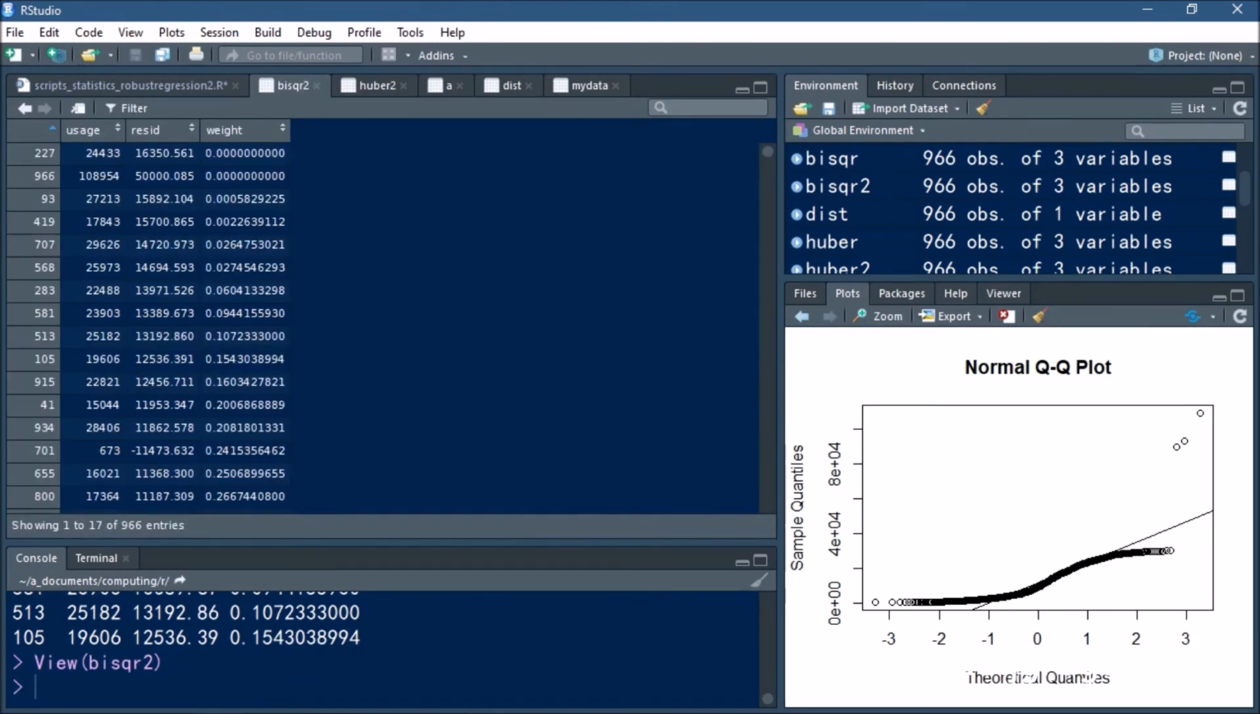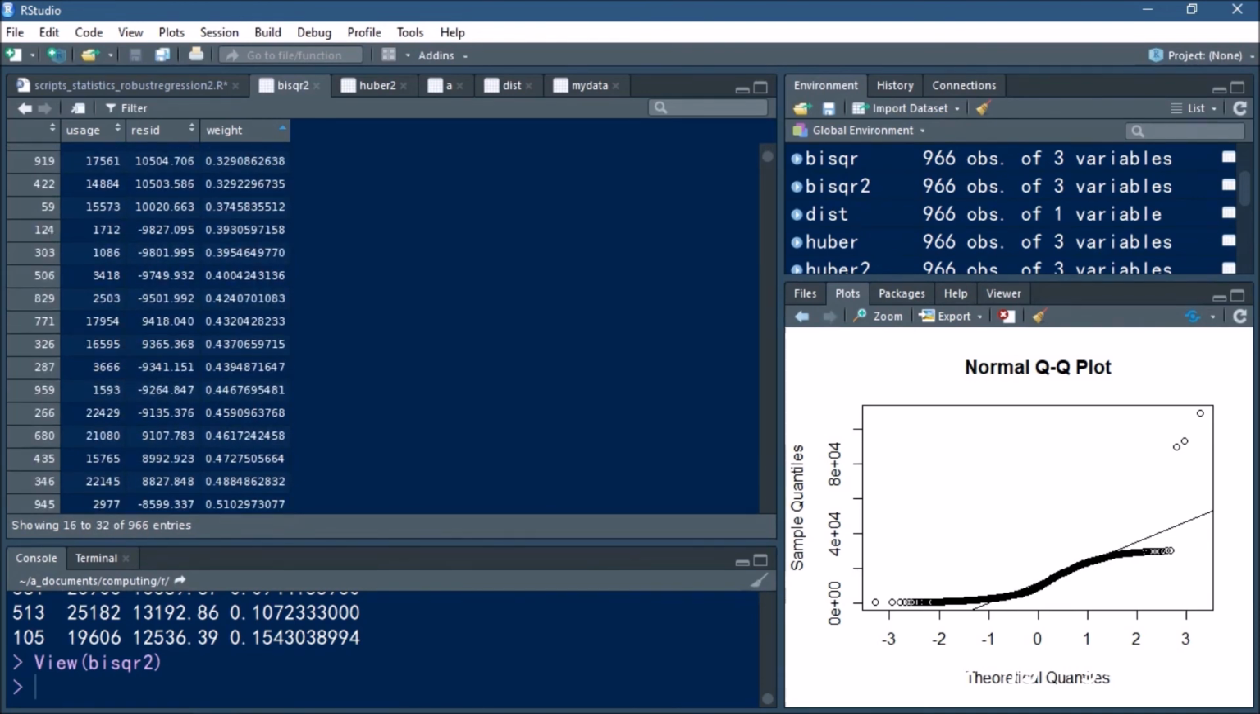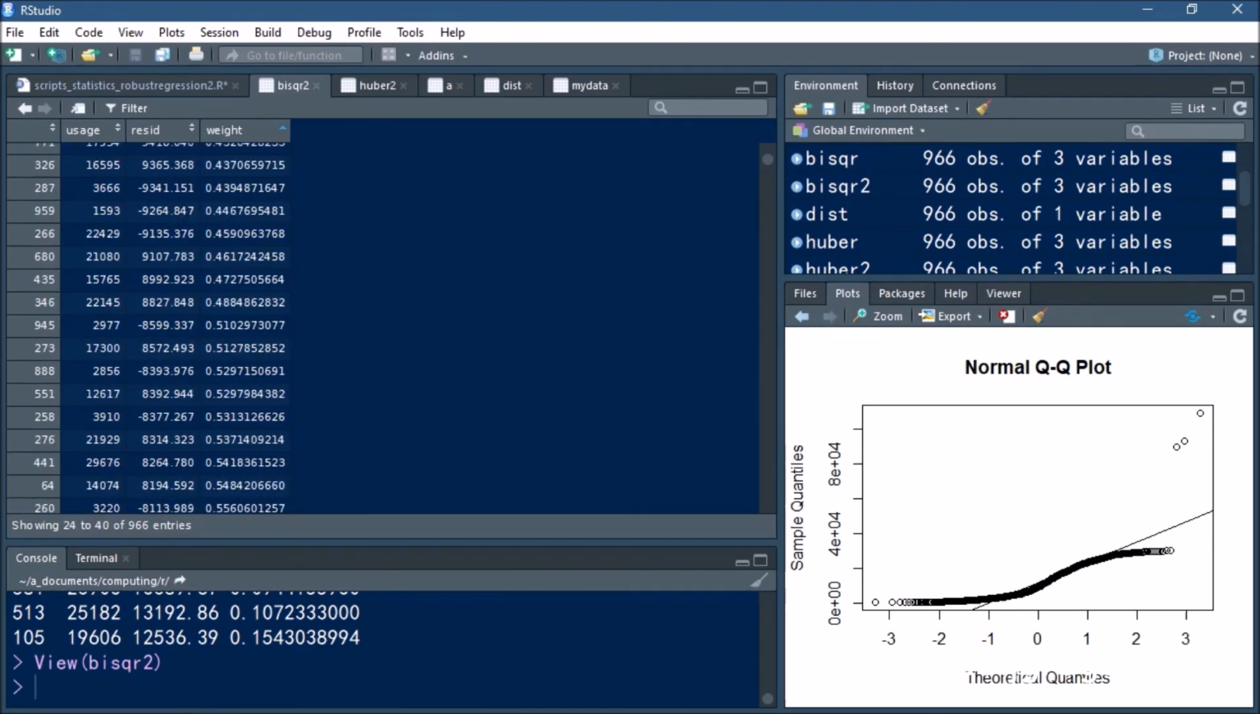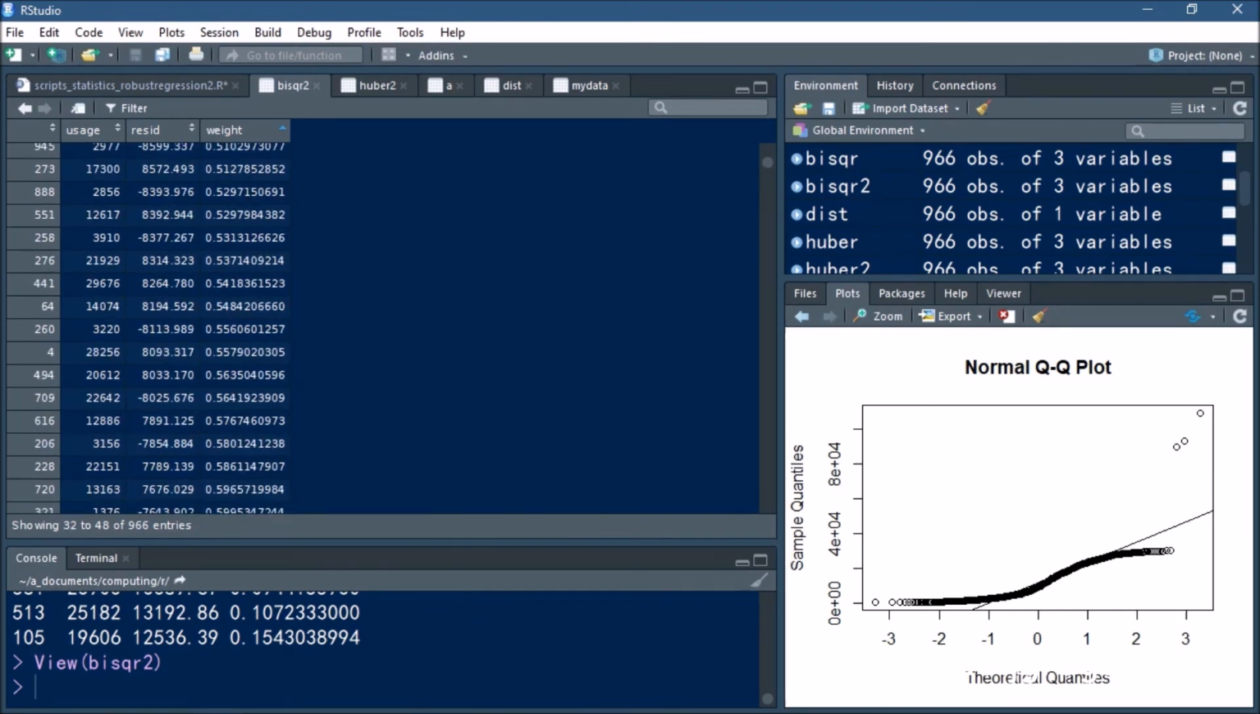Again, let's sort these by weight. You can see that for two particular observations, one of which is the highest level of internet usage, a weight of zero is being assigned, and then gradually greater weights are being assigned to those levels of usage that are more within the overall sample of our data set.